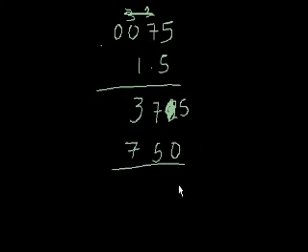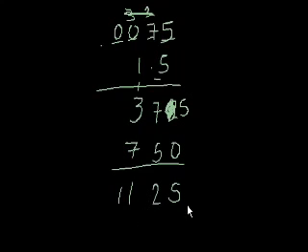We say 5 plus 0 is 5. 7 plus 5 is 12. 1 plus 3 plus 7 is 11. So we got our answer. Now we just have to count the decimals. So here we have 1, 2, 3, 4, 5 numbers behind the decimal point. But in our answer, we only have 4 digits. So how can we get 5 numbers behind the decimal point?